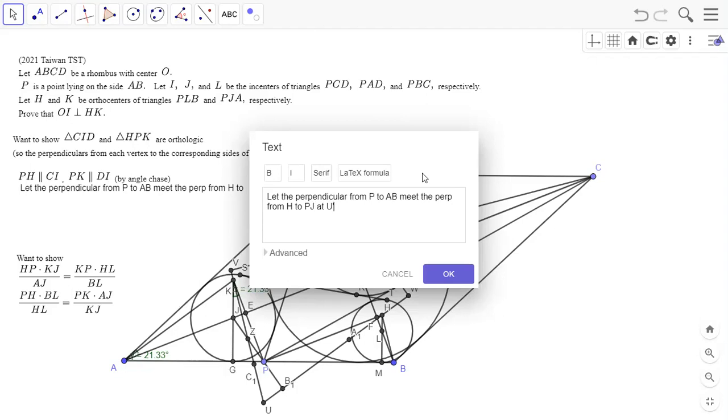At U prime, and then let the perpendicular from P to AB meet the perpendicular from K to PH at U double prime, and then by similar triangles. So this is kind of how I thought about it. So we want to show U equals U prime. So I'll just spend a couple more minutes writing this out before I move on to the next one.